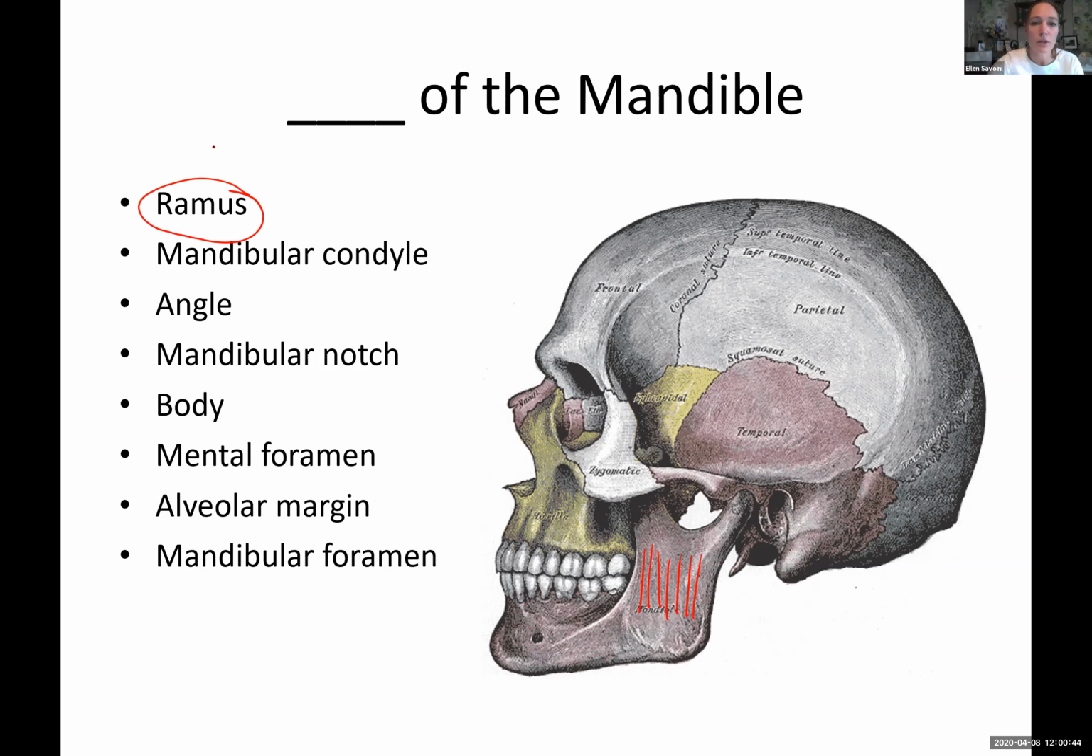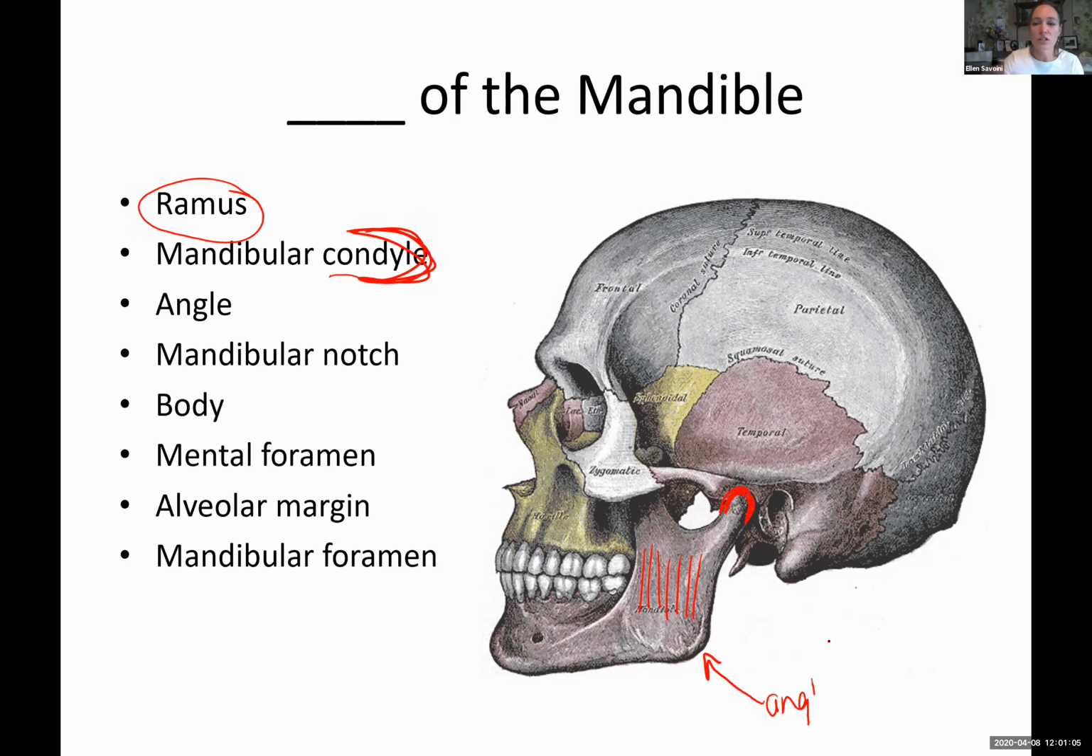And then the mandibular condyle. Remember, a condyle is a rounded piece. The condyle is actually this rounded part of your TMJ joint. Your condyle. The angle is going to be here.